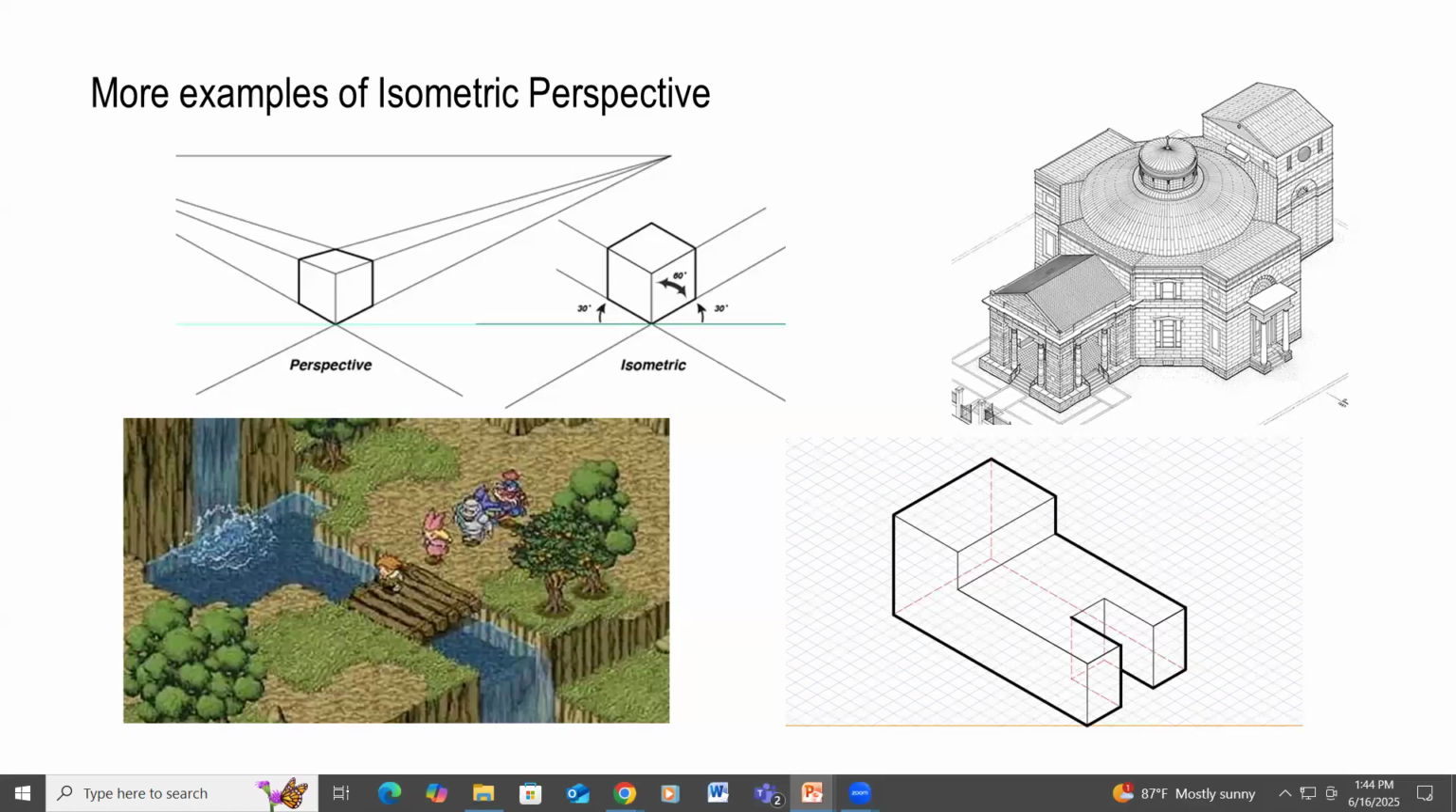Linear perspective, and it should say linear perspective right here, right? This should say linear perspective. That should say isometric perspective. Linear perspective is more true to the way we see the world, okay, to the perception of the world.